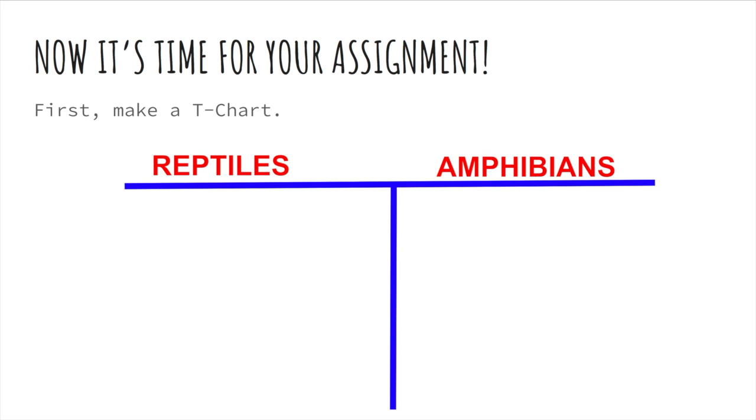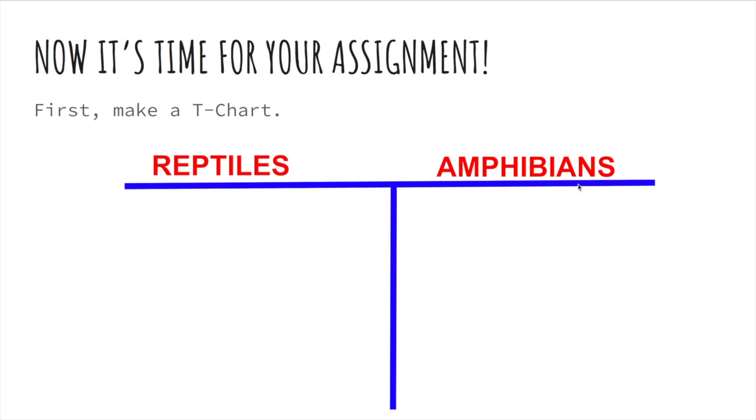So let's go to your assignment. First, you're going to need to get a piece of paper, and we are going to make a T-chart just like we did before with the living and non-living things. See how I made this giant letter T? I made it out of blue color. It's kind of like a marker for my slideshow.